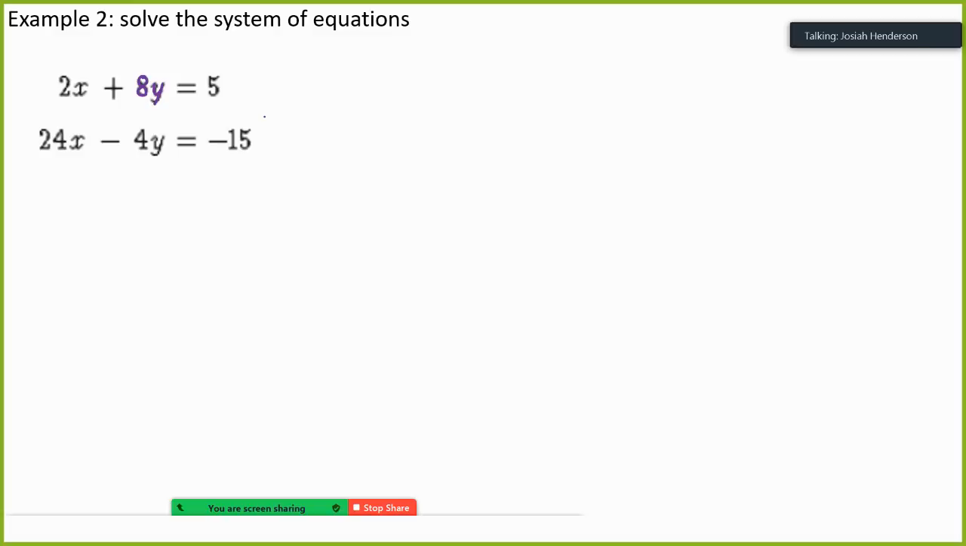So our line of thinking is, do any of the coefficients match? No, they don't right now. We've got 2x and 24x. Those don't match. We've got 8y and negative 4y, and those don't match either. Now, my next question is, can we multiply any number to the smaller looking equation to make either the x's or the y's match? Like we did last time.